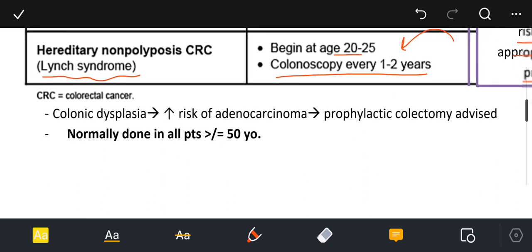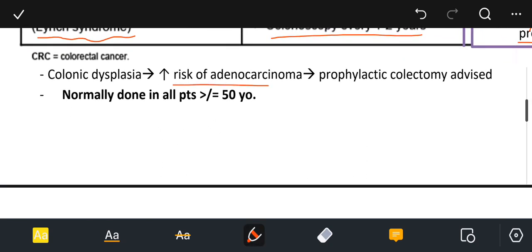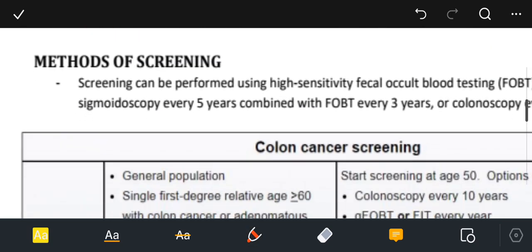The next point is about colonic dysplasia. Increased risk of adenocarcinoma, and prophylactic colectomy is advised, normally done in all patients who are greater than or equal to 50 years.